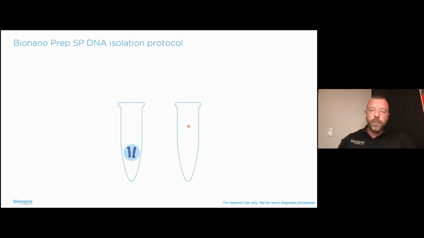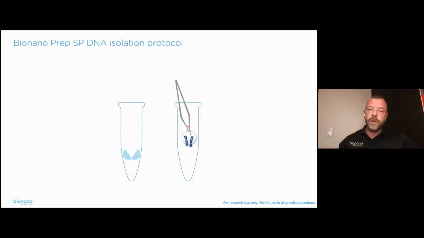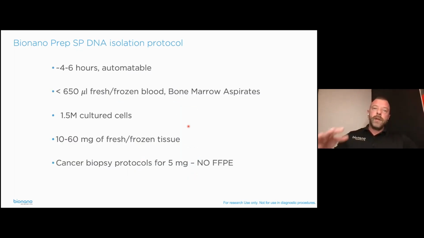So instead, we developed our own protocol where you gently lyse the cells in solution and then grab onto the DNA with a silica disc, similar to the material in a QIAGEN column. And then you wash and elute the DNA in a clean tube. So now you have ultra long DNA molecules that have not been exposed to any mechanical forces, so they're intact. This protocol takes about 4 hours, is automatable, and we can work with fresh or frozen blood, with bone marrow aspirates, with cultured cells, or with fresh or frozen tissue.